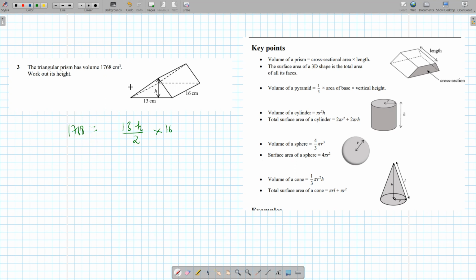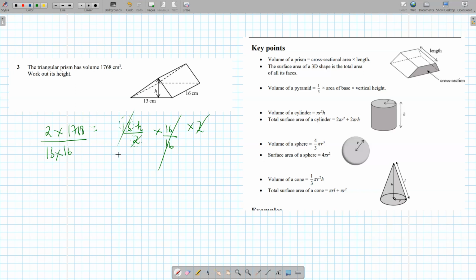Do you turn 16 into a fraction? No, you don't have to do that. Step 1, you see this 2? It's being divided. We can multiply by 2 on both sides. You see the 16, it's being multiplied. We can divide by 16 on both sides. You see this 13, it's being multiplied with h. What do we do on both sides? You divide it, so it's going to come in the denominator here.